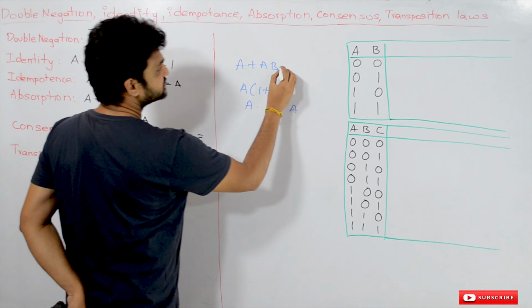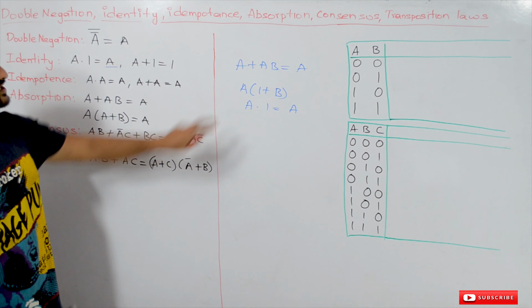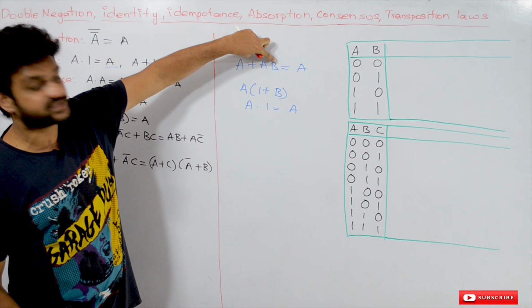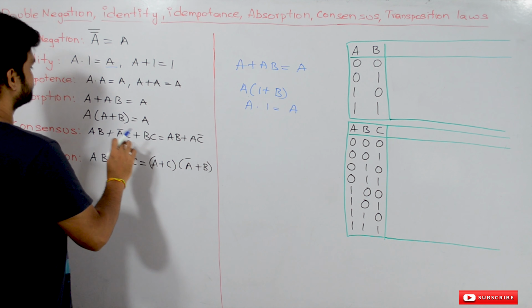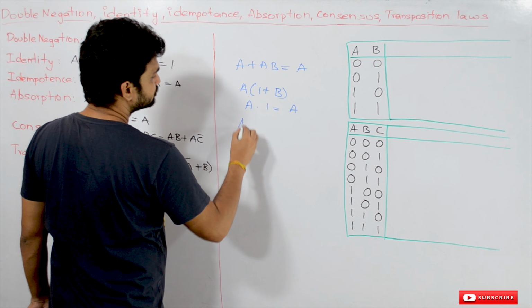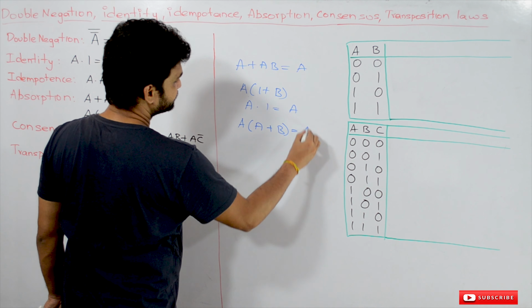Okay, so that is the reason why A plus AB is equal to A. This is what we call the absorption law. So this A is going to absorb this B, and similarly if you take A into A plus B, this is also an absorption law. A into A plus B is equal to A.